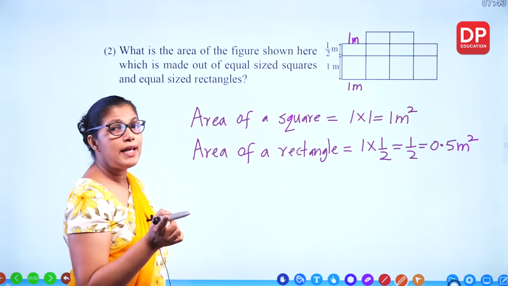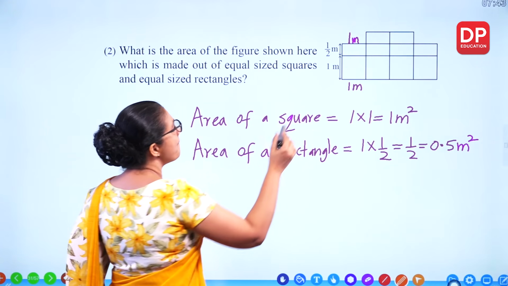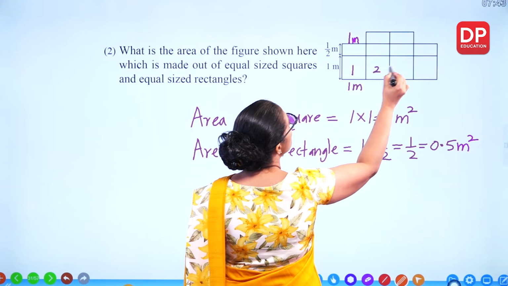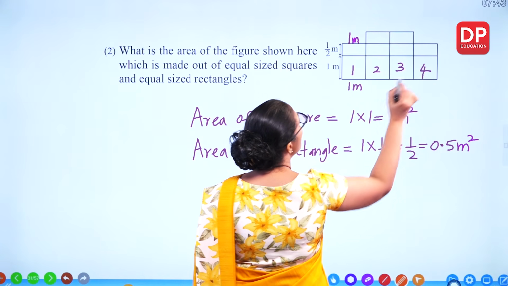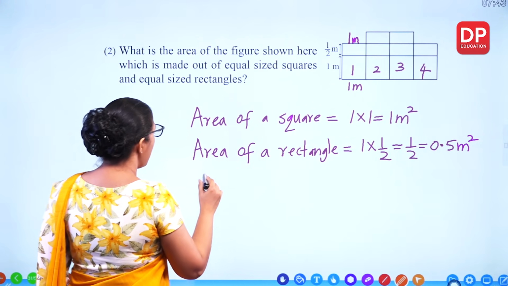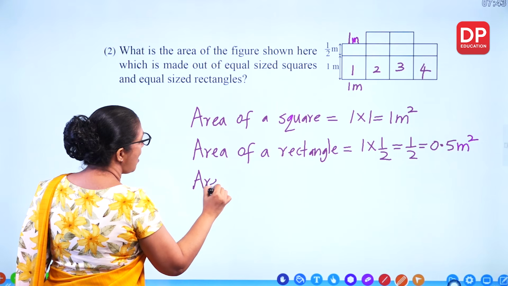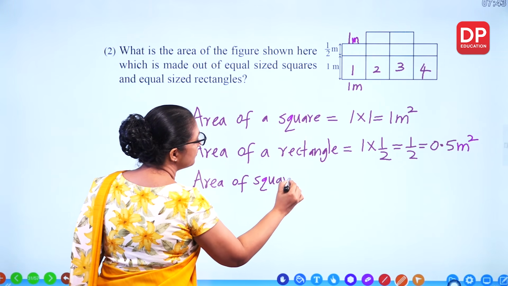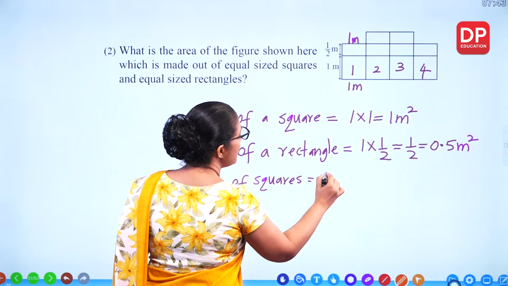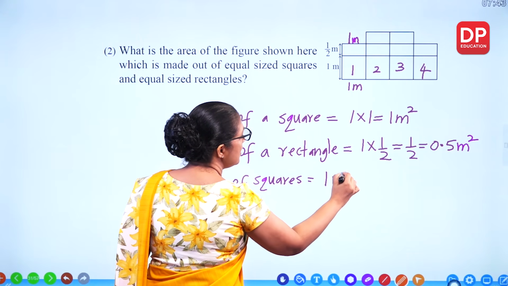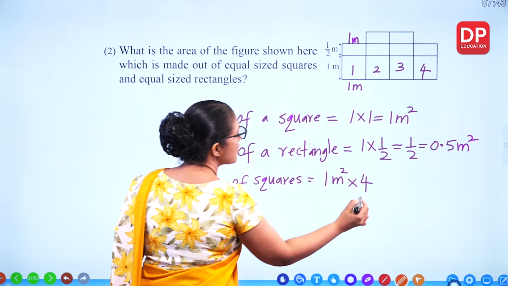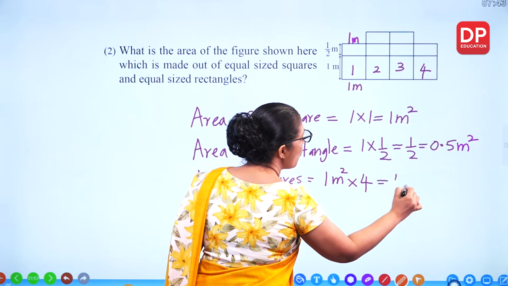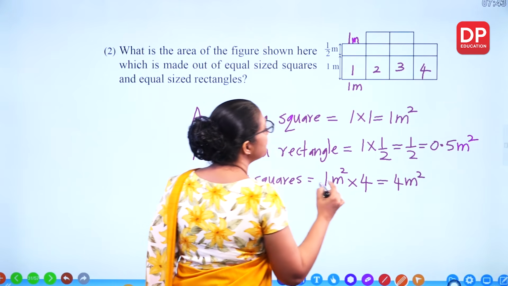Now, how many squares are there? 1, 2, 3, 4. 4 squares. So, area of squares, that means 1 is 1 square meter. So, we get 4 squares. So, altogether 4 square meters.